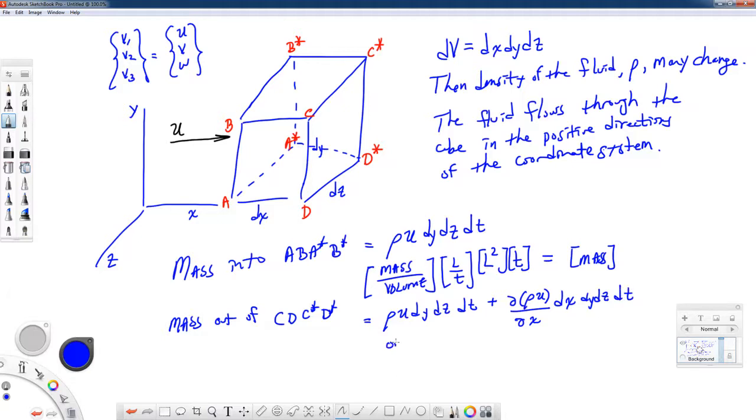Okay, so this is the original plus the rate of change times a small distance. This is a rate of change per distance. And then times the other values as well.